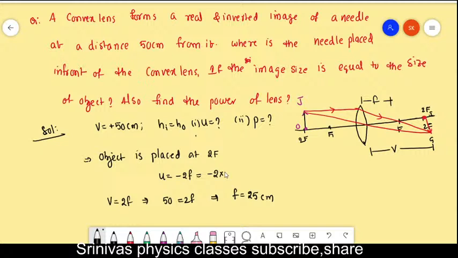And the object distance is also minus 50 centimeters. The object is at 50 centimeters, the image also at 50 centimeters. Object distance and image distance should be equal, and the focal length should be equal to 25 centimeters. The power of the lens is 1 by f in meters. You convert this into meters: 25 by 100. You will get the power as plus 4 diopters.